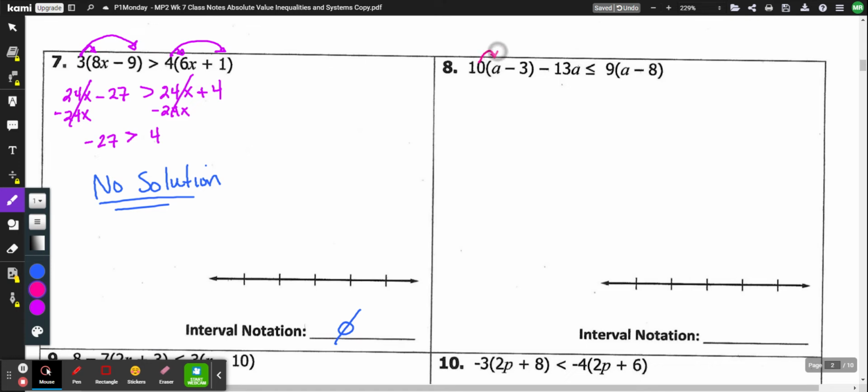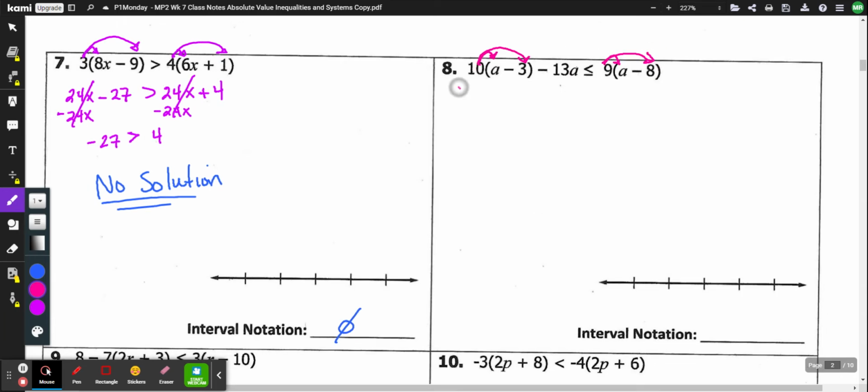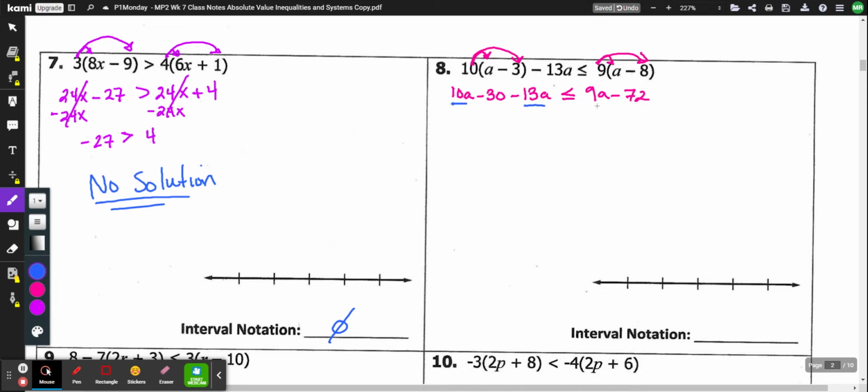Remember, for number 8, we need to distribute the 10 and the 9 to what's inside of the parentheses. We're going to get 10a minus 30 minus 13a less than or equal to 9a minus 72, since 9 times 8 is 72. Now remember, we're going to get all the variables on one side of the inequality, and all the constants on the other side. So how can we do that?